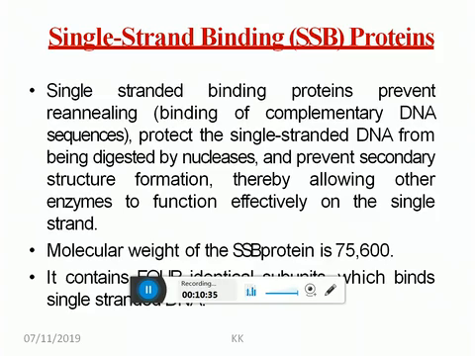The molecular weight of the SSB protein is 75,600 daltons. It contains four identical subunits which bind to the single stranded DNA.